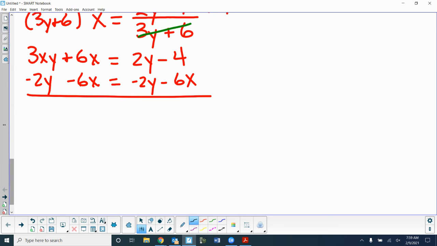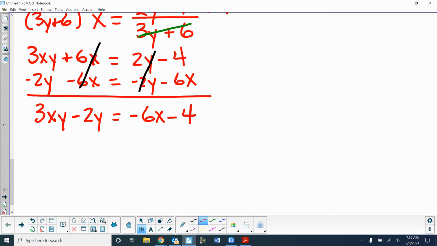Okay, so the 6x's cancel and the 2y's cancel. So on the left, I got 3xy minus 2y. And on the right, I got negative 6x minus 4. And if you wrote negative 4 minus 6x, that's okay. Order really doesn't matter.